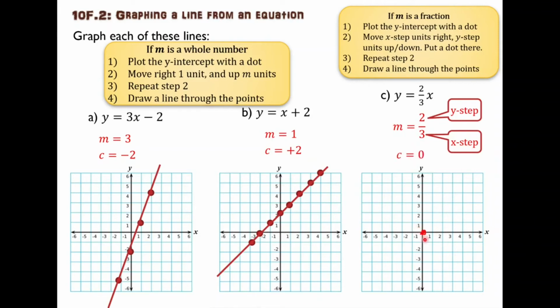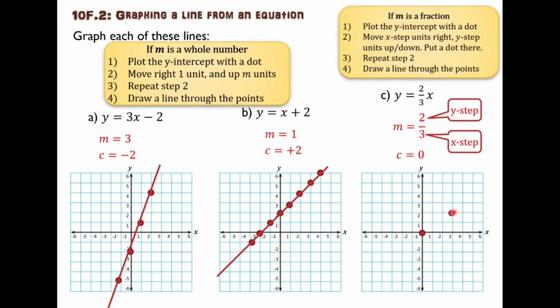So now that I've got this dot, which is here, step number 1, done. We've put the y-intercept with a dot. We can move x step to the right and y step up or down. X step is 3, so I go 1, 2, 3. Y step is 2, so I go 1, 2, and put a dot there.